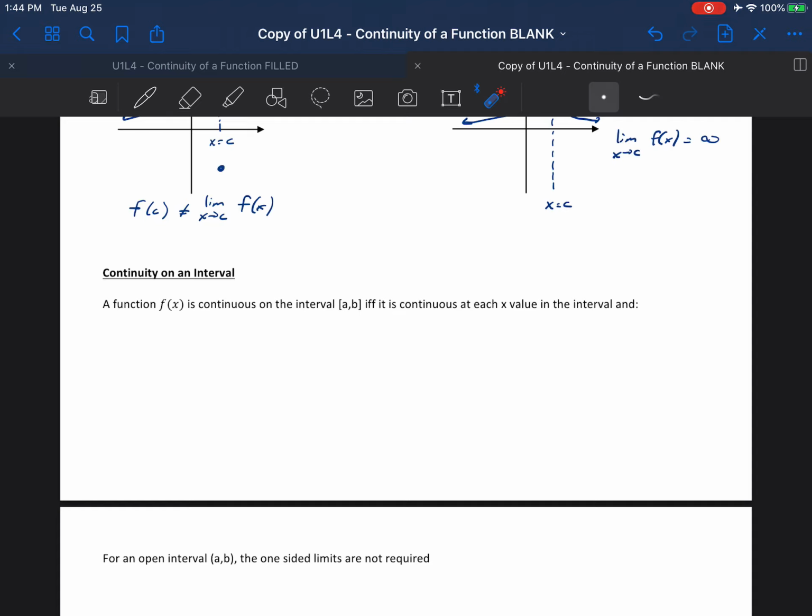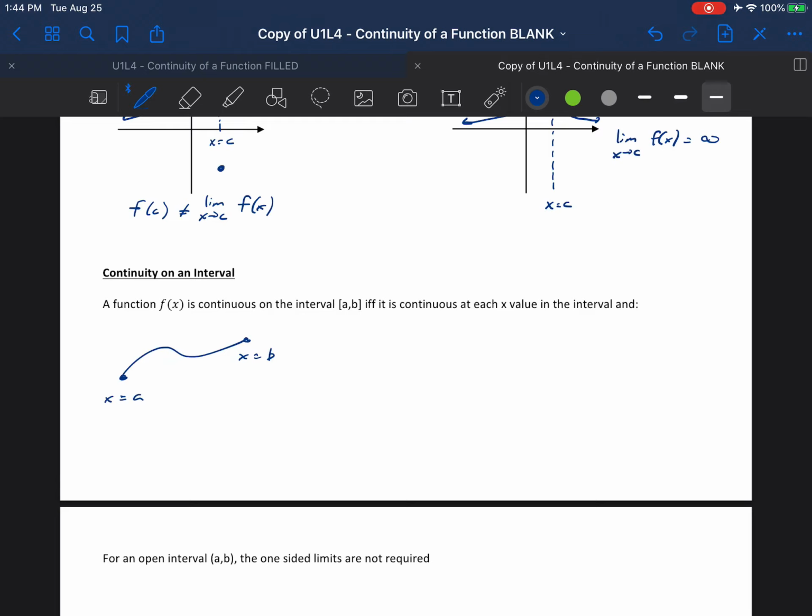So now we can define this a little bit more formally. We can say a function f of x is continuous on an interval, so a closed interval a to b, if it's continuous at each x value in the interval. Because this notation means you have some interval a to b, right? And it's closed, which means it includes those two endpoints.